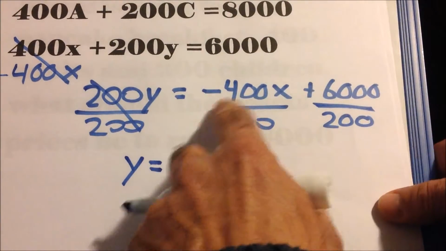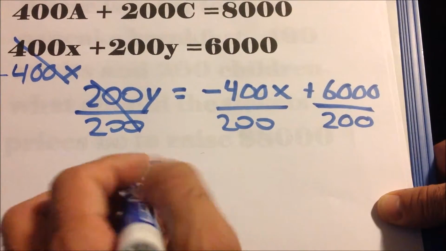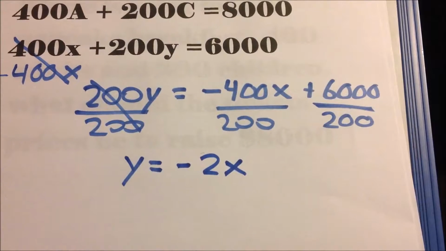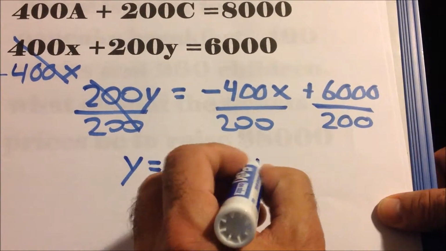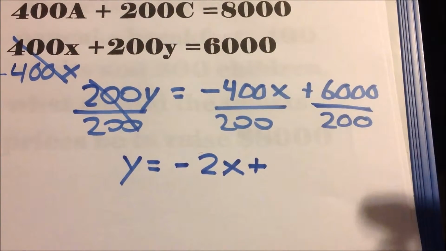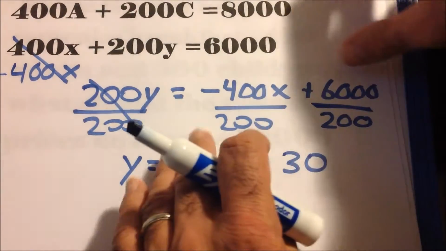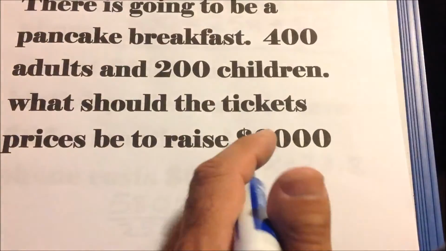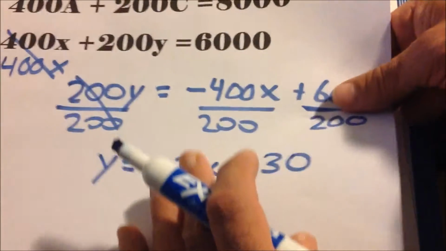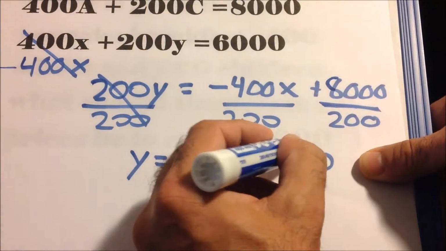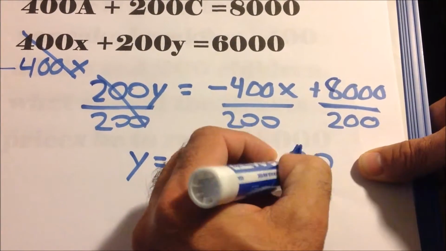So negative 400 divided by 200, we're going to have a negative 2x, and we're going to have 6,000 divided by 200. I think we meant 8,000, not 6,000. Let's double check the question. Yes, it was 8,000, not 6,000. I put 6,000 here. That should be 8,000. That would be a 40 then. That would be 40.